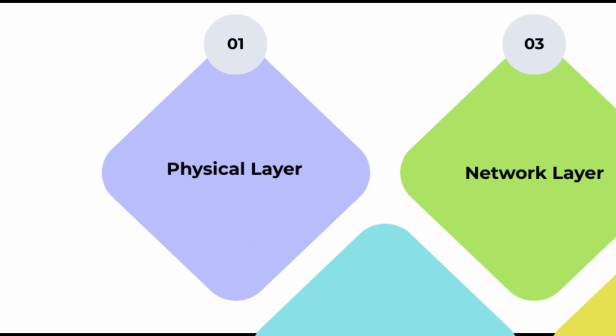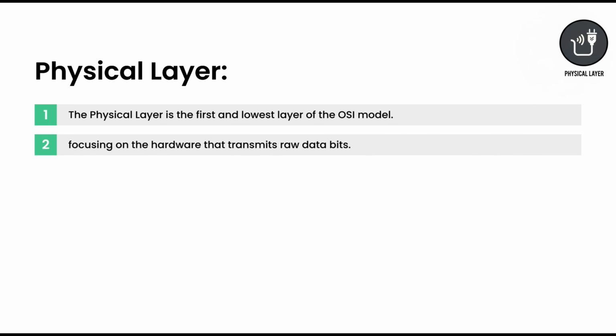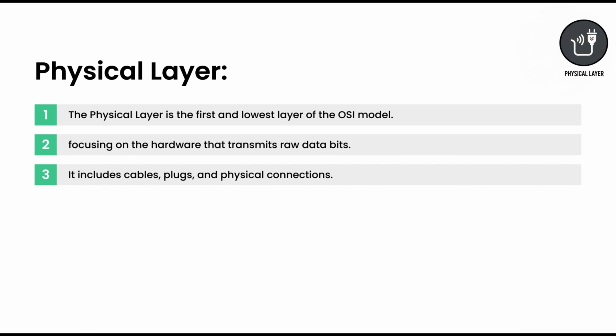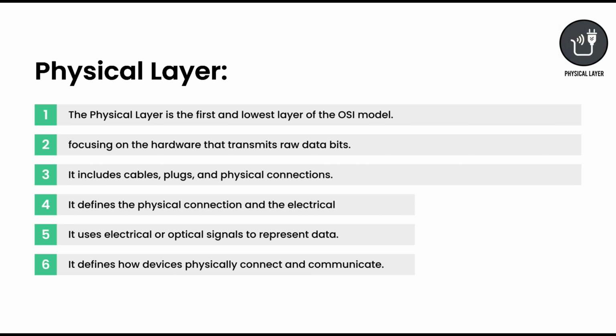Physical layer. The physical layer is the first and lowest layer of the OSI model, focusing on the hardware that transmits raw data bits. Think of it like the physical cables, plugs, and electrical pulses that carry signals between devices. It defines the physical connection and the electrical or optical signals used to represent digital data.